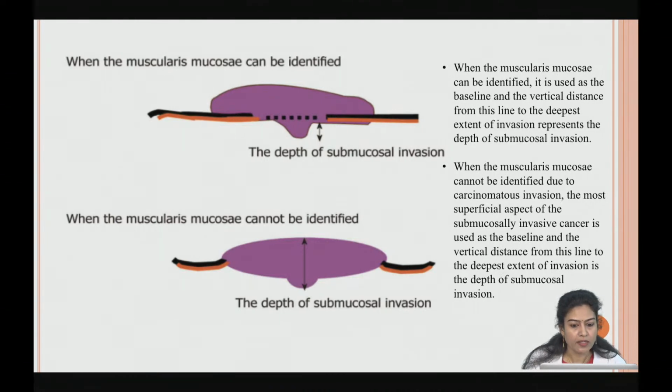But there are certain cases when the whole tumor is ulcerated and eroded and you cannot make out any identifiable muscularis mucosa. Then the depth of invasion should be measured from the highest point of the viable tumor to the vertical point, giving the maximum depth of submucosal invasion.